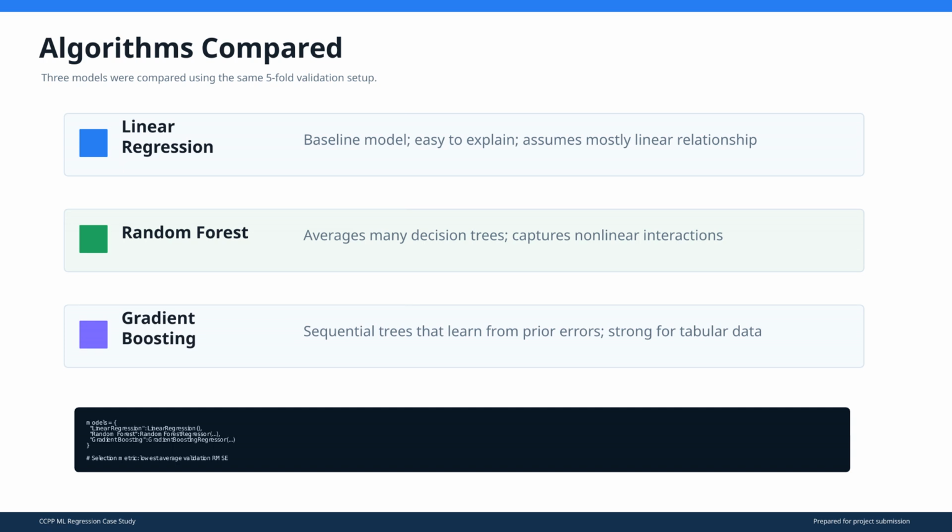Linear regression served as the baseline and assumes a mostly linear relationship. Random forest averages predictions from many decision trees and can capture nonlinear interactions. Gradient boosting builds trees sequentially, with each new tree correcting earlier errors. The primary selection metric was average validation RMSE. The model with the lowest value was selected because lower error indicates better predictions.